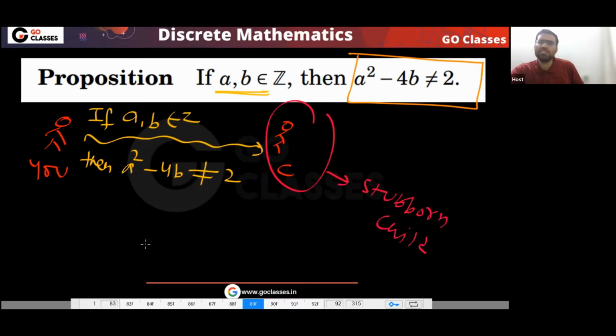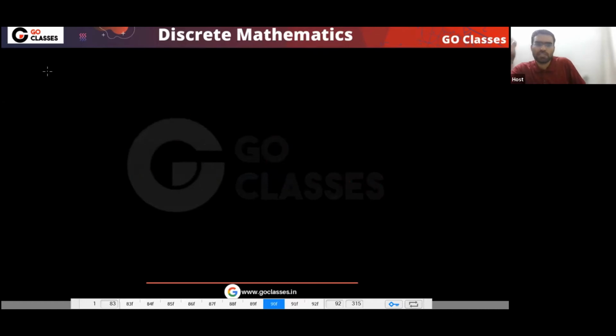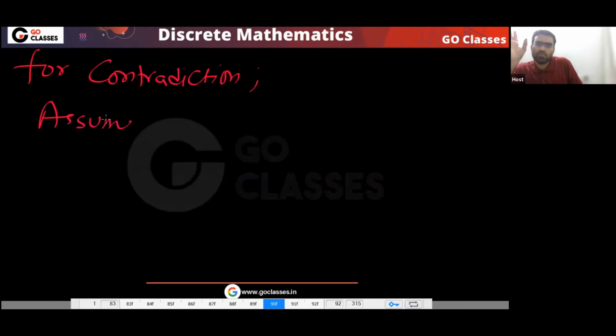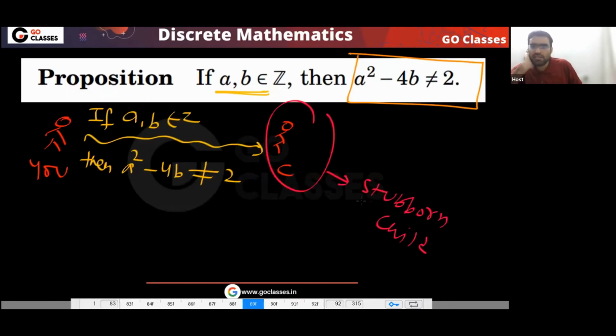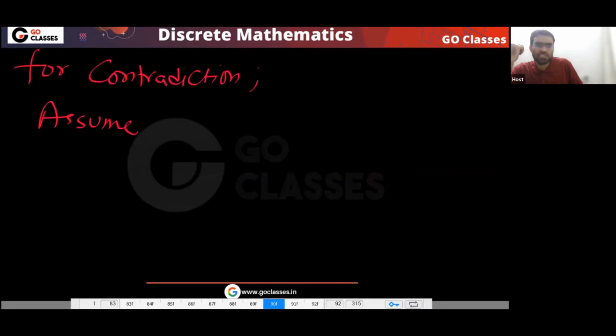So then what will you say? You will say, okay, assume, for contradiction. Now we will create a contradiction. Assume it is equal to 2, because this child does not want to believe you. So for contradiction, assume a square minus 4b is equal to 2.